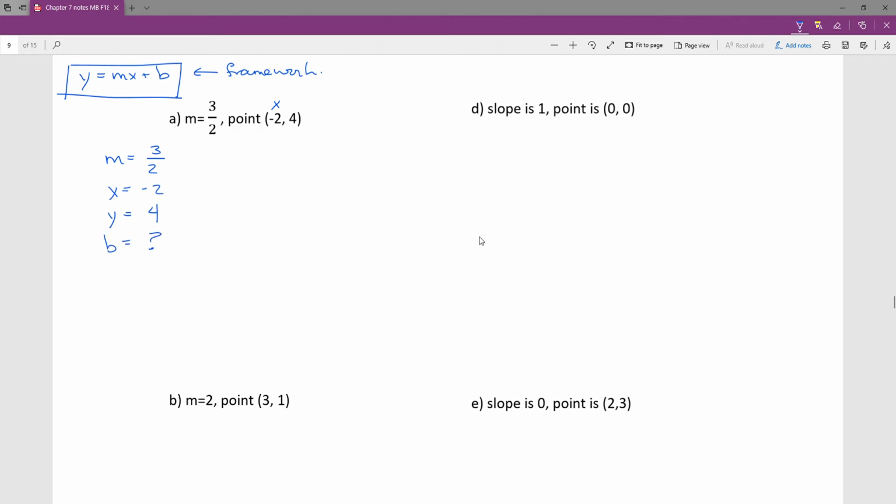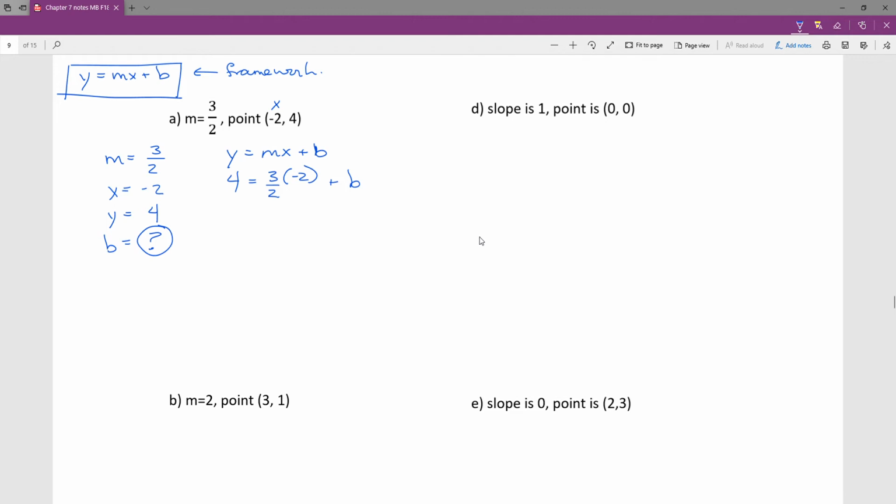So what I'm going to use is my framework, and I'm going to sub everything I have in. So y equaling mx plus b is my framework, and I'm going to take everything that I have over here to sub in there. So my y is 4, my m is 3/2, my x is -2, and the b was my question mark. That's what I didn't know. That's what I'm trying to solve for, because if I have the m and I have the b, I have everything I need to give the equation of the line.